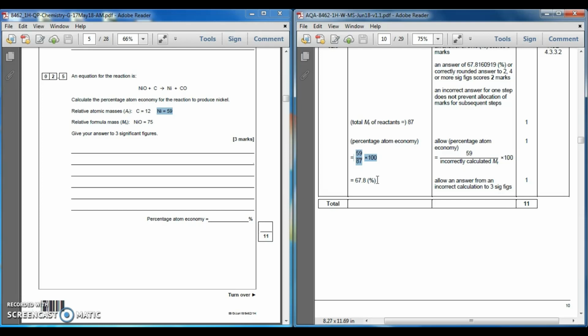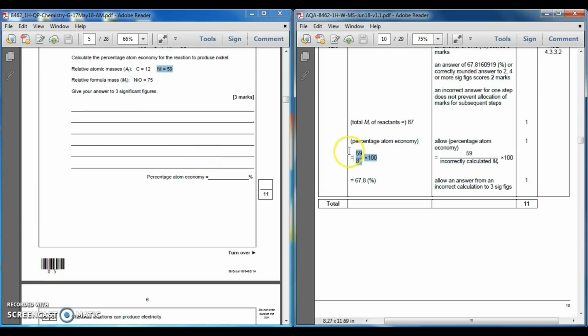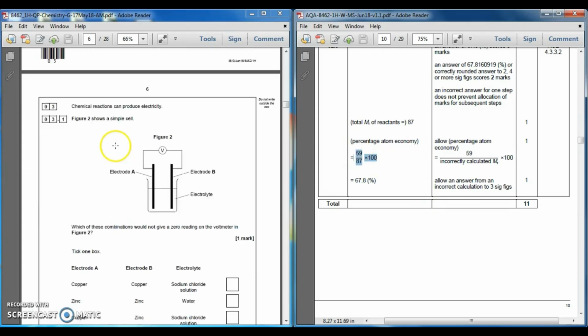So percentage, times it by 100, you're going to end up with 67.8%. Okay. If you messed up on adding up and got numbers wrong in this sort of bit, then you double check, because if you did a percentage, you can still get a right mark for calculating the percentage, even if you had the wrong number from, I don't know, just adding it up and getting 58 or something silly instead. Okay.